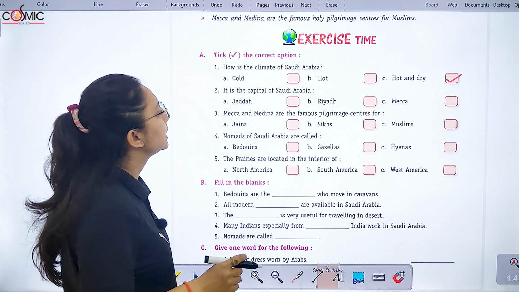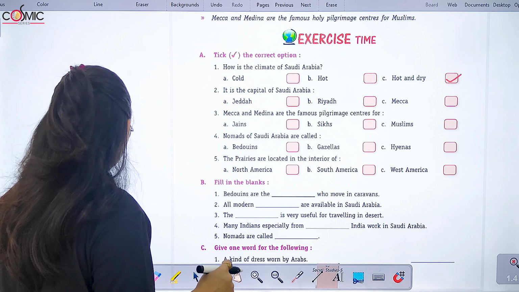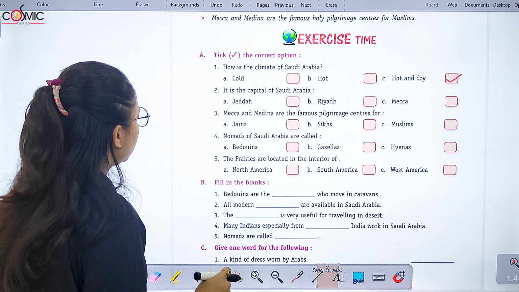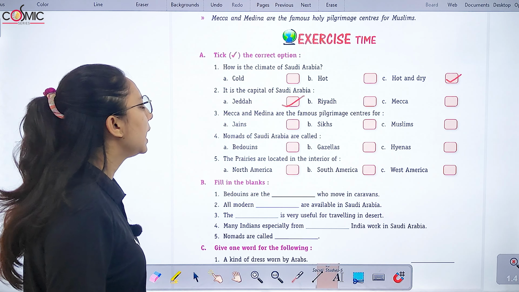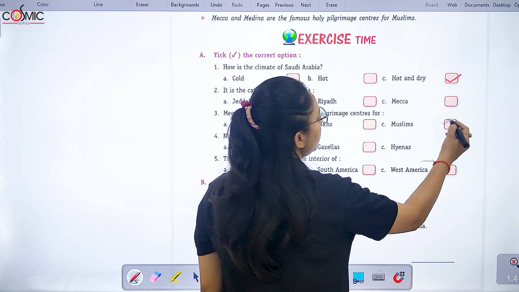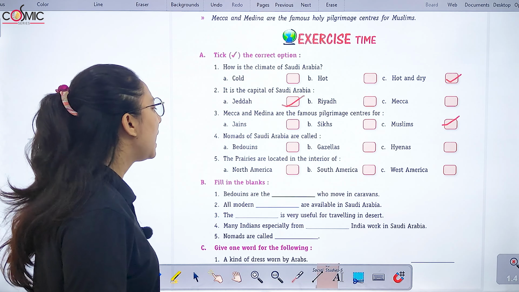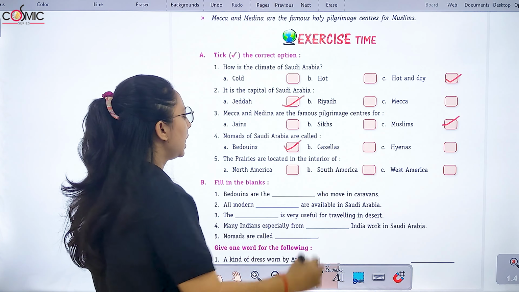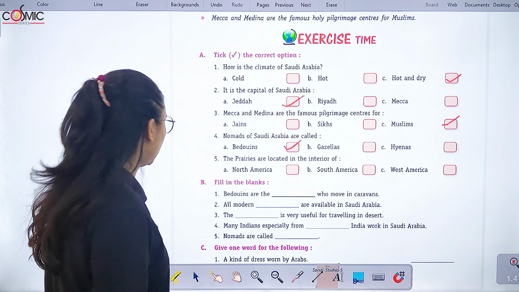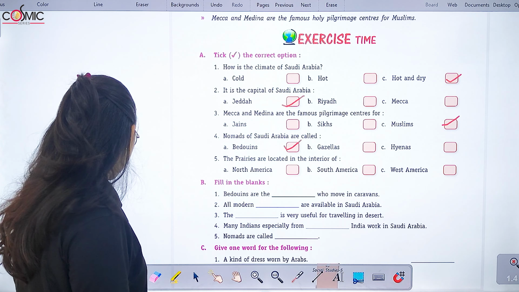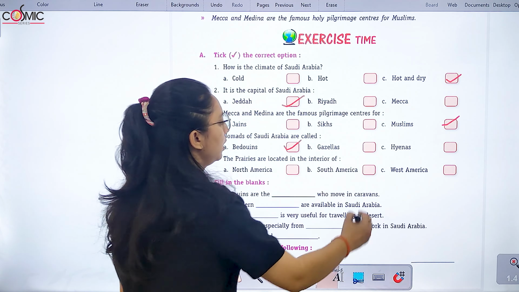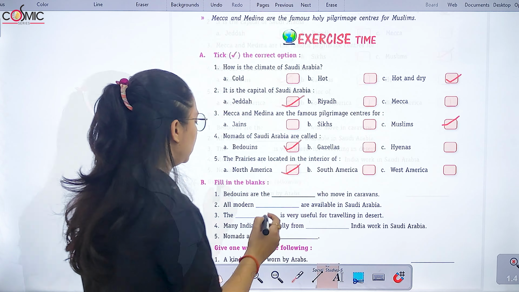What is the capital of Saudi Arabia? If we talk about the capital, what is the capital of Saudi Arabia? Jeddah. Makkah and Medina are the famous pilgrim centers of Muslims. Nomads of Saudi Arabia, what do we call them? Bedouins. The prairies are located in, where are your prairies located? In the interior of North America.